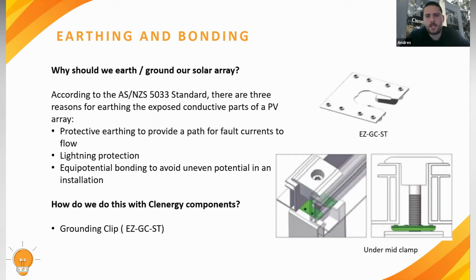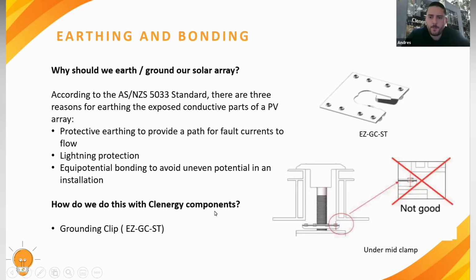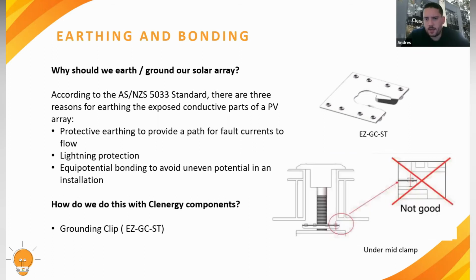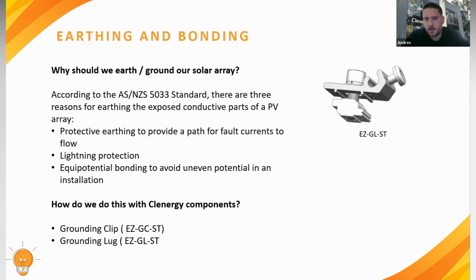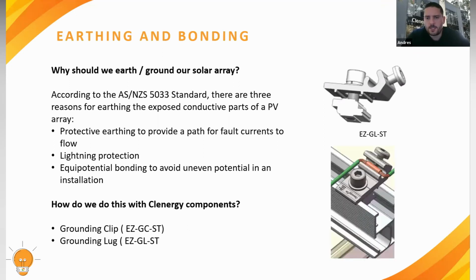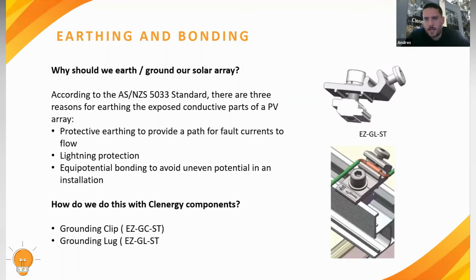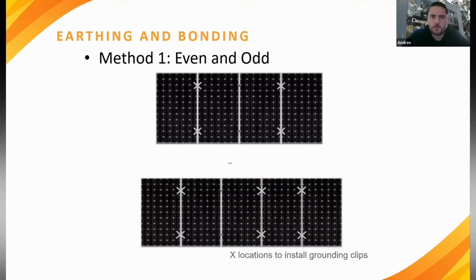We have the grounding clips, whose part number is EZGCST. And we can see the different forms of installation, how it's correctly installed and how not to install it. And we have the grounding lug, which is the EZGLST. And we can see here the correct installation mode and how to pass the copper tube.